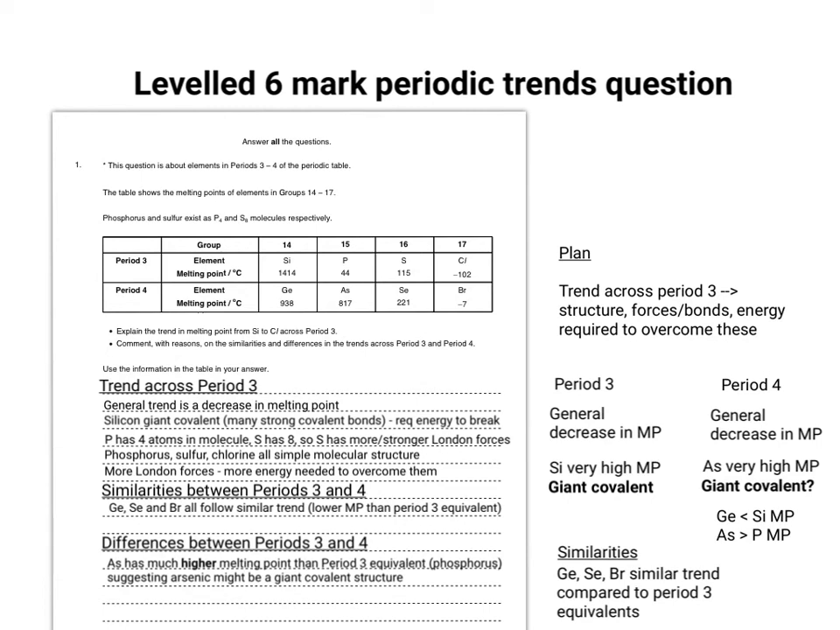So to just finish off, you might want to say something about London forces present in phosphorus requiring much less energy to overcome than the covalent bonds that will be present in an arsenic giant covalent structure. So I think that probably covers everything that you might need to cover for this particular question.